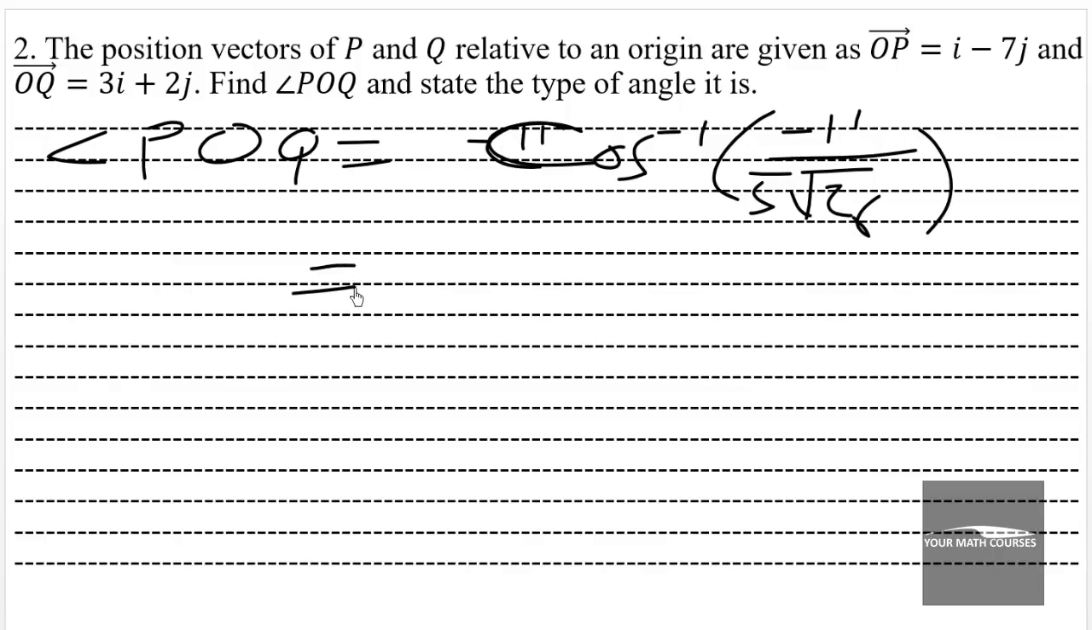And this is going to give us, use your scientific calculator to find the cos inverse of negative 11 over 5 root 26. And that should give you 115.56 degrees to 2 decimal places. So the type of angle is an obtuse angle, because it is more than 90 but less than 180 degrees.